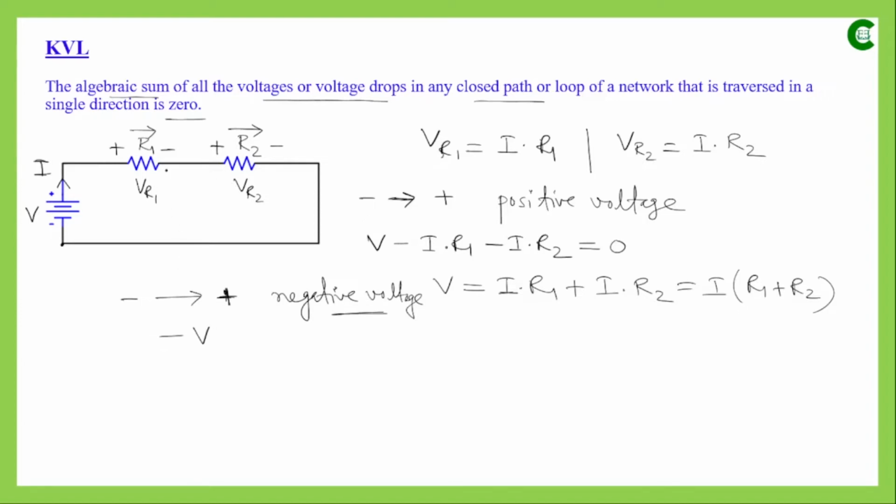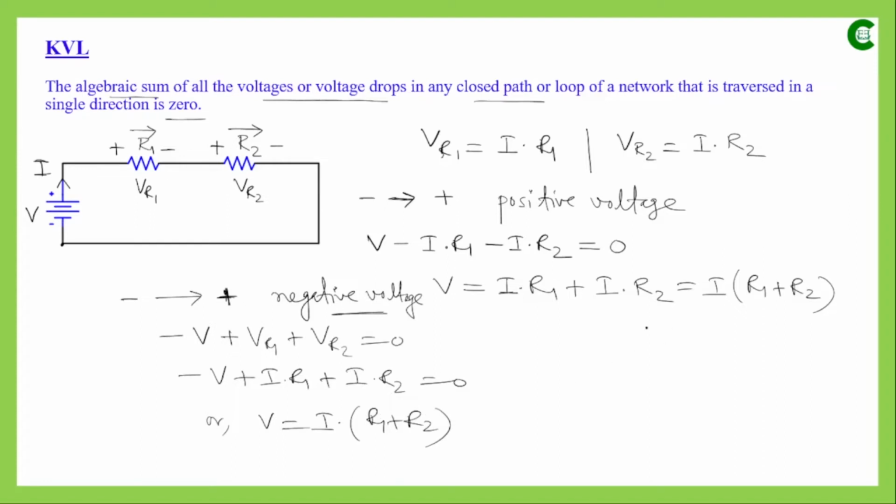For the other two voltage drops, as we have seen earlier, we are moving from the positive terminal to the negative terminal. So this time for both the voltage drops, it will be positive voltage, so it will be plus VR1 and then plus VR2, and that will be equal to 0.